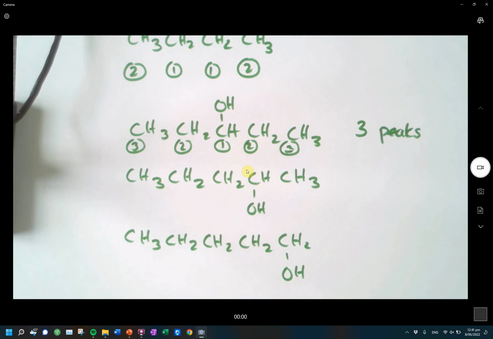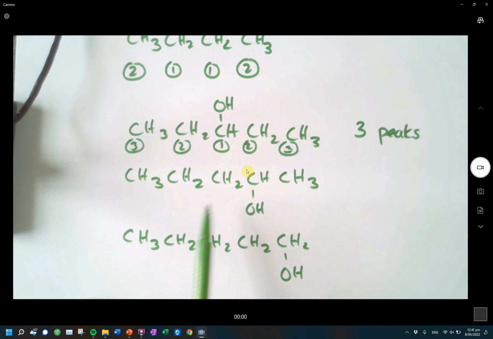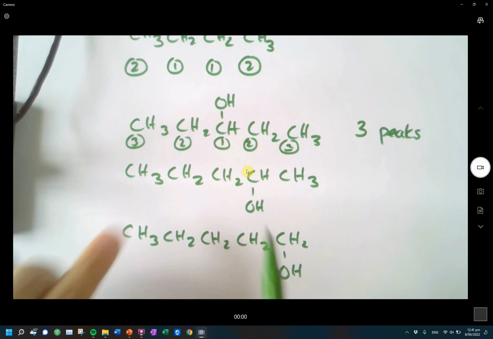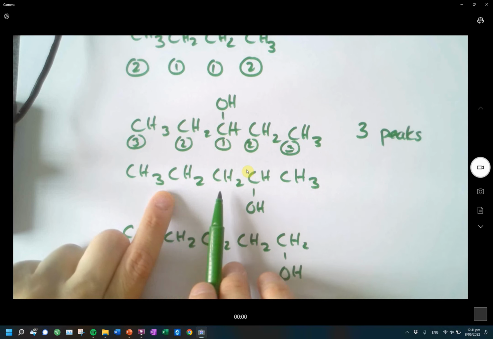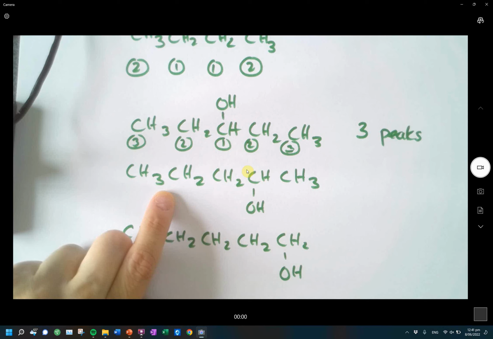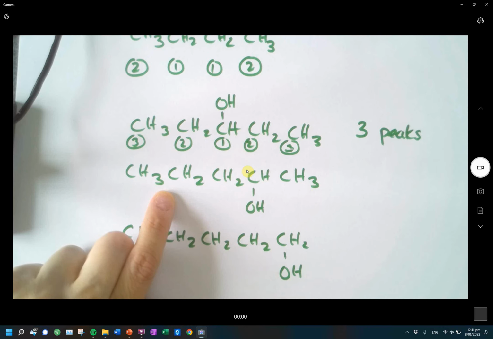It's not 3. So these two are not being counted as the same, because this one's right next door to the alcohol, and this one has a carbon in between that and the alcohol. So they're not the same list. Does that make sense? Or do you want me to pull it out more?